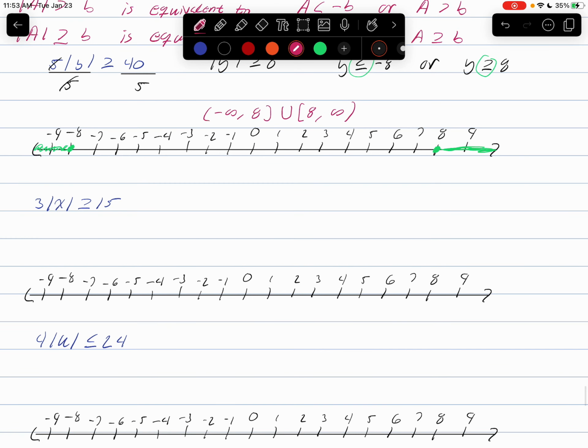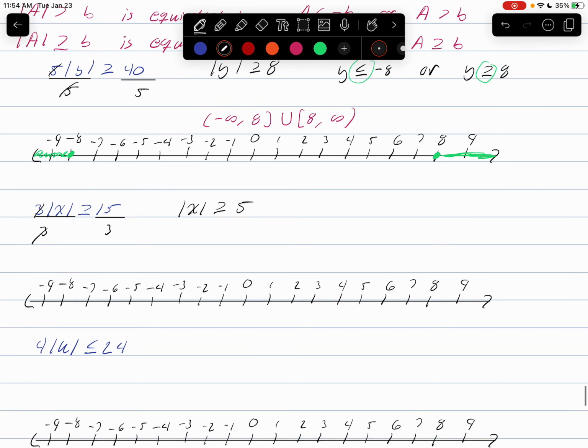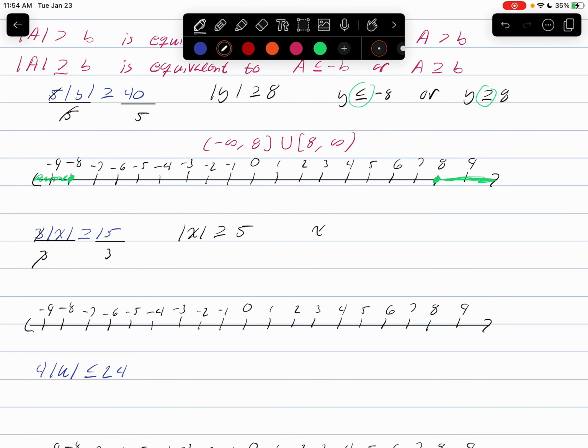Okay, now let's look at this next one. Here we have 3 times the absolute value of x is greater than or equal to 15. All right, so let's go ahead and divide both sides by 3 because we want to isolate the absolute value by itself. So we'll have the absolute value of x is greater than or equal to 5. Okay, so this is equivalent to saying x is less than or equal to negative 5, or x is greater than or equal to 5.